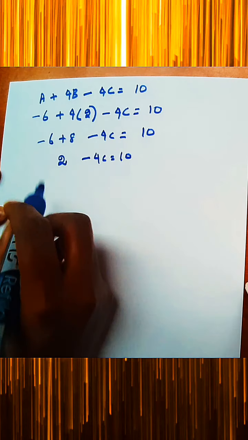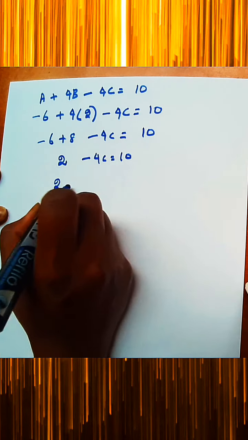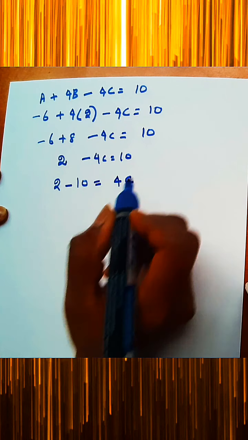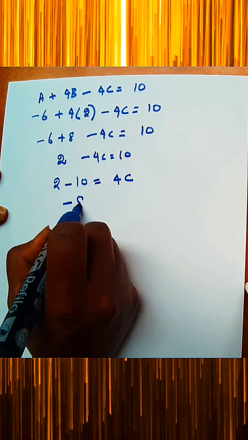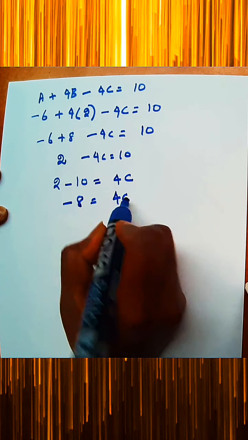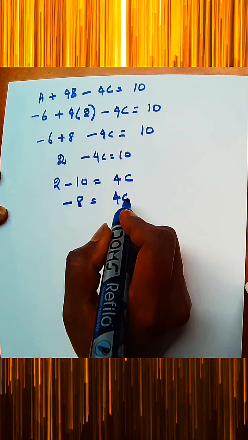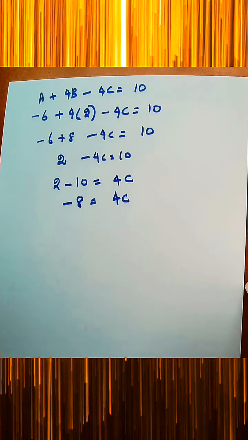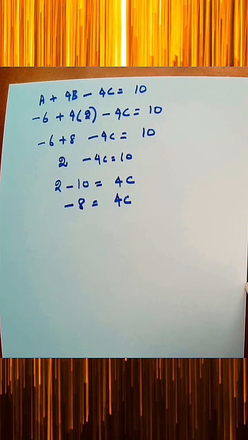Can I bring minus 4c to the other side? Yes. So plus 10, if it comes to the other side, minus 10, is equal to positive 4c. 2 minus 10 will give you minus 8 is equal to 4c. So 4 into c. It is in multiplication. When it comes to the other side, division. Am I right?